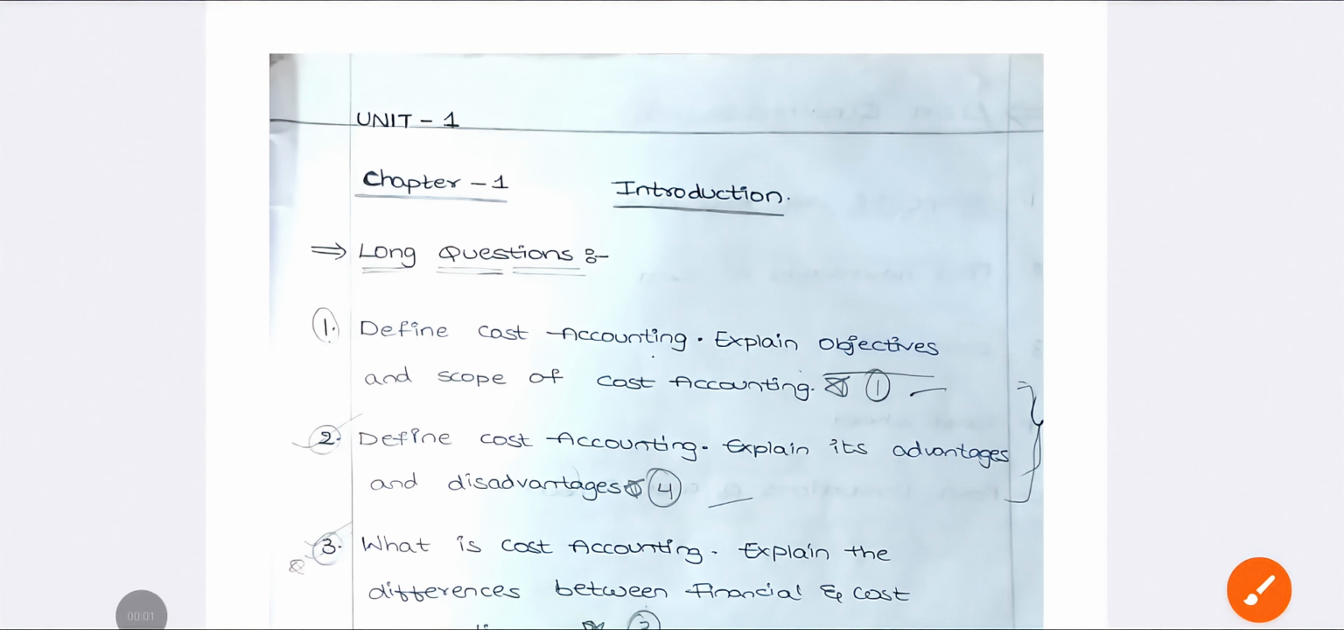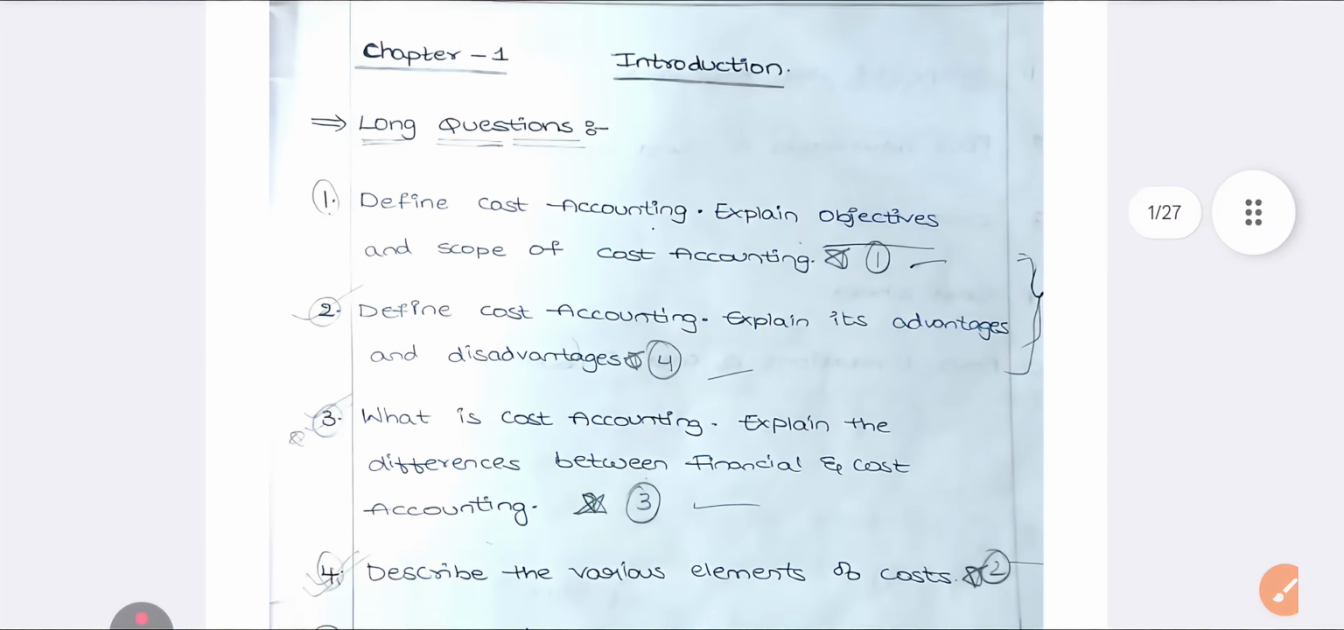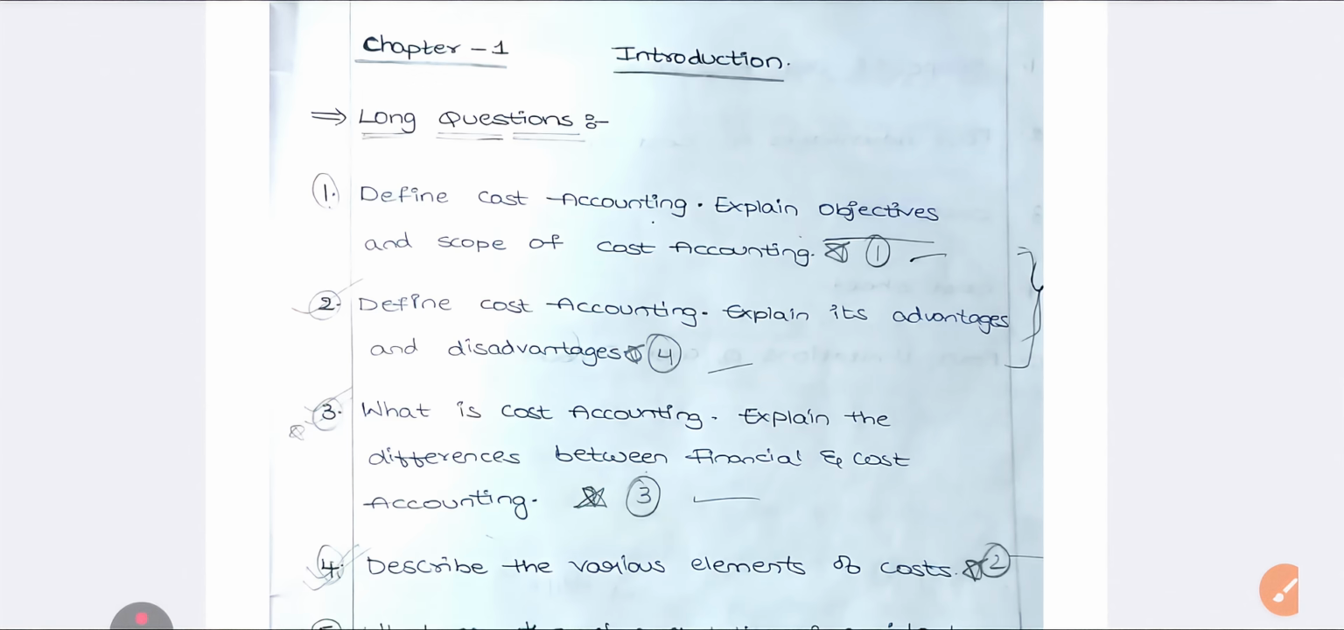Back to our channel. So students, in this video we are discussing unit number 1, explanation of the subject cost accounting. As we all know students, unit number 1 is purely theory. No problematic is there in this unit number 1. So unit number 1, there are certain questions which are most important.